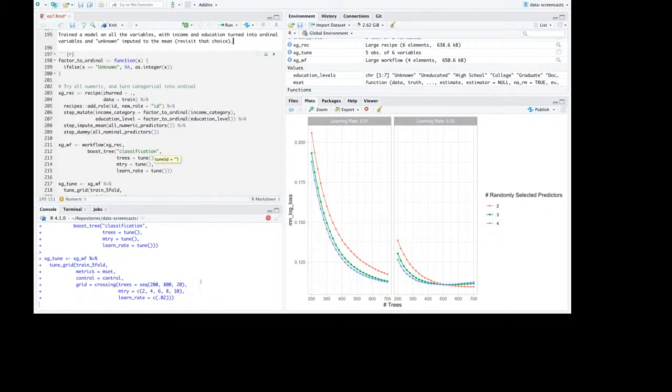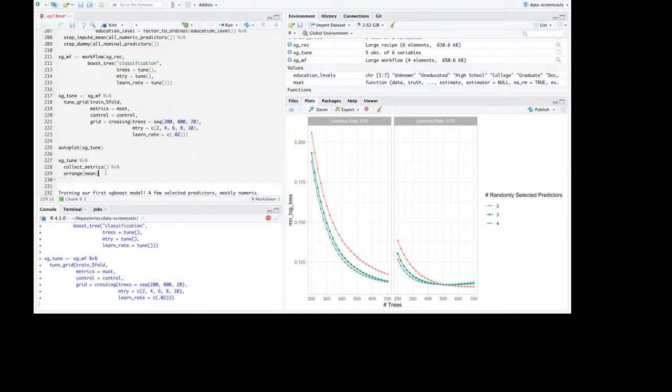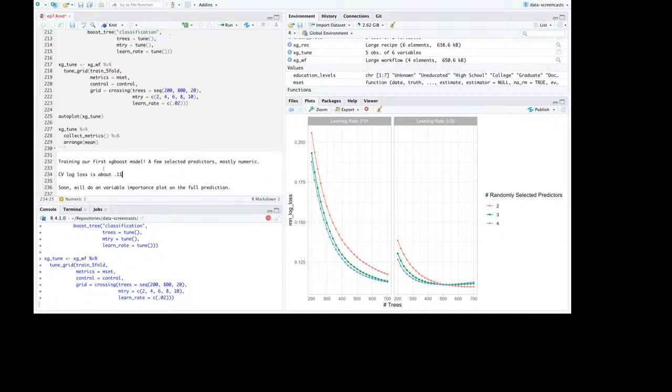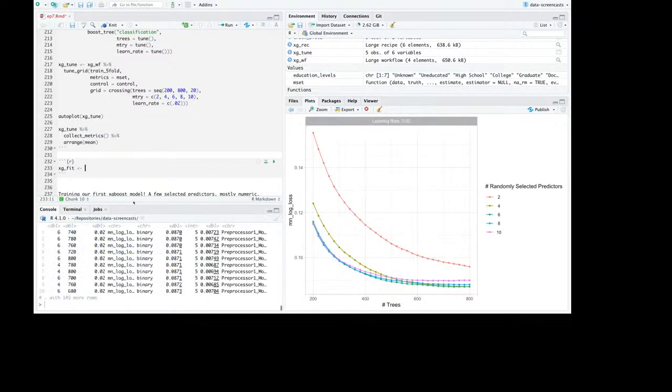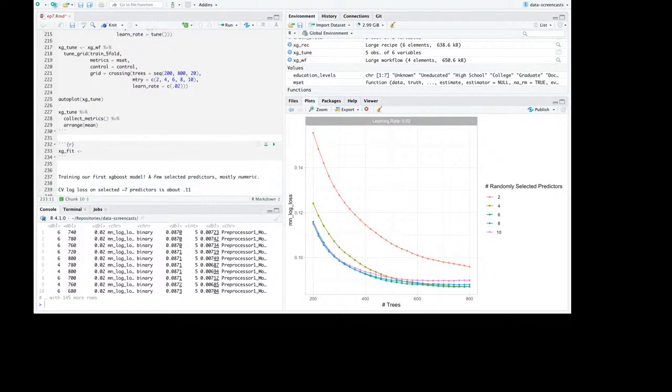And yeah, I love that I can do all these tree points and try different learning rates. It's very powerful in tidymodels. So CV log loss on around 7 predictors, 1.11. All right, let's also set up the code for fitting the full model. One thing I can see here is 2 is not going to be good when we have that many predictors. 6 seems to be the best, and it's leveling. Oh wow, we can easily beat the ones we already had. So with all predictors.